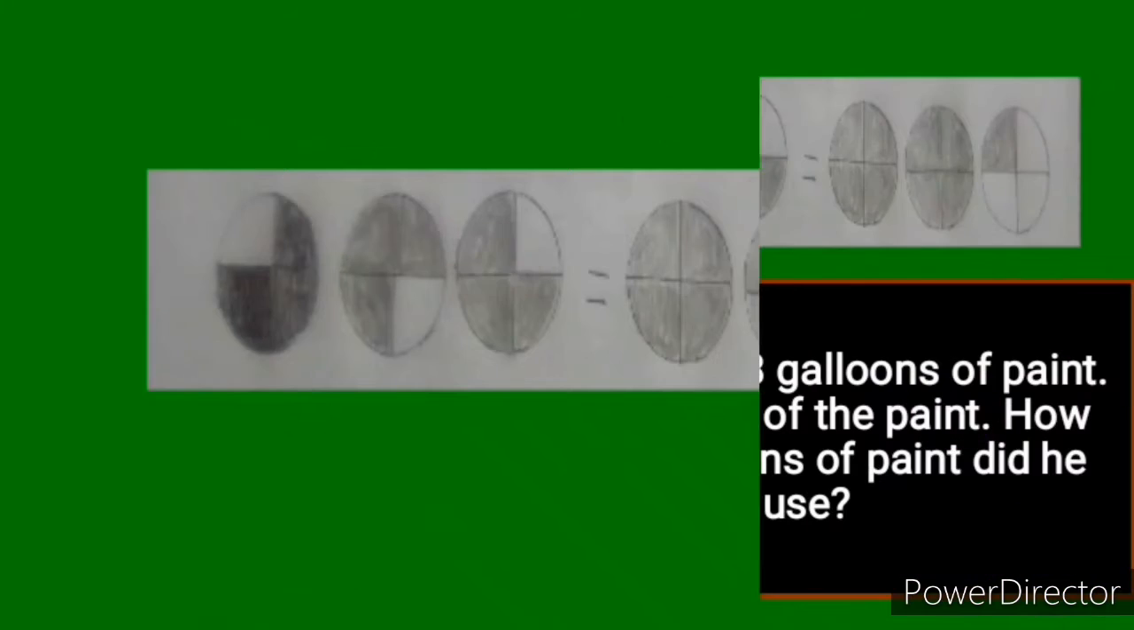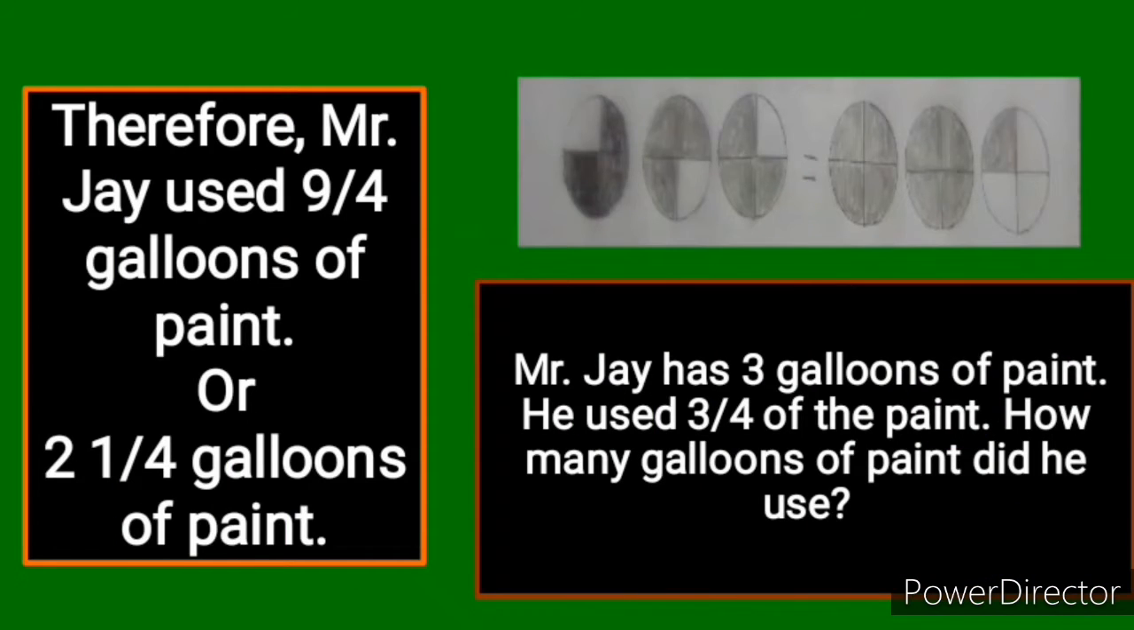Okay, how many fourths are there in total? We have 9/4. So, therefore, Mr. J used 9/4 gallons of paint or 2 1/4 gallons of paint.